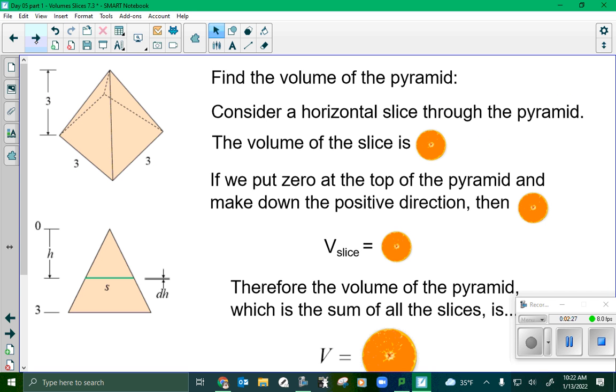All right, so let's complicate this a little bit. Okay, let's find the volume of the pyramid. Consider a horizontal slice through the pyramid. That's this thing right here, down here with this green line. This is a horizontal slice. Boom, right there. Okay, if I take a horizontal slice out, the volume of the slice is s squared times dh. How is that possible?